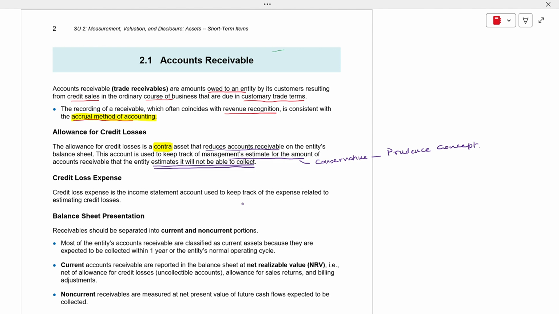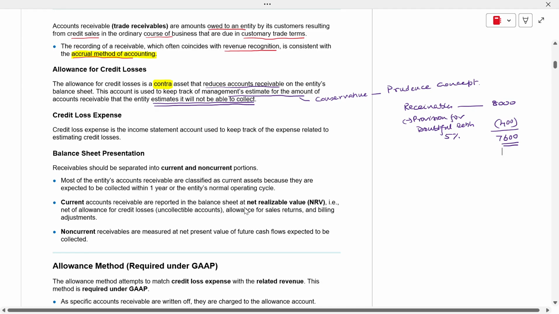Usually what we'll do is, we will have receivables of 8,000. We will say the provision for doubtful debts is going to be 5%. If it is going to be 5%, how much will you show? You will show receivables as 7,000. This is only a provision, an estimated amount.